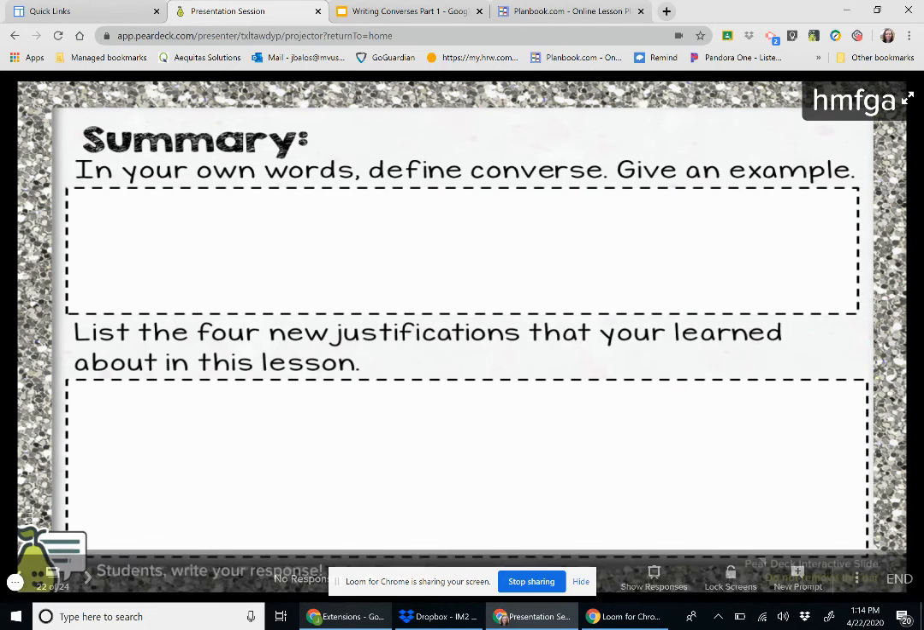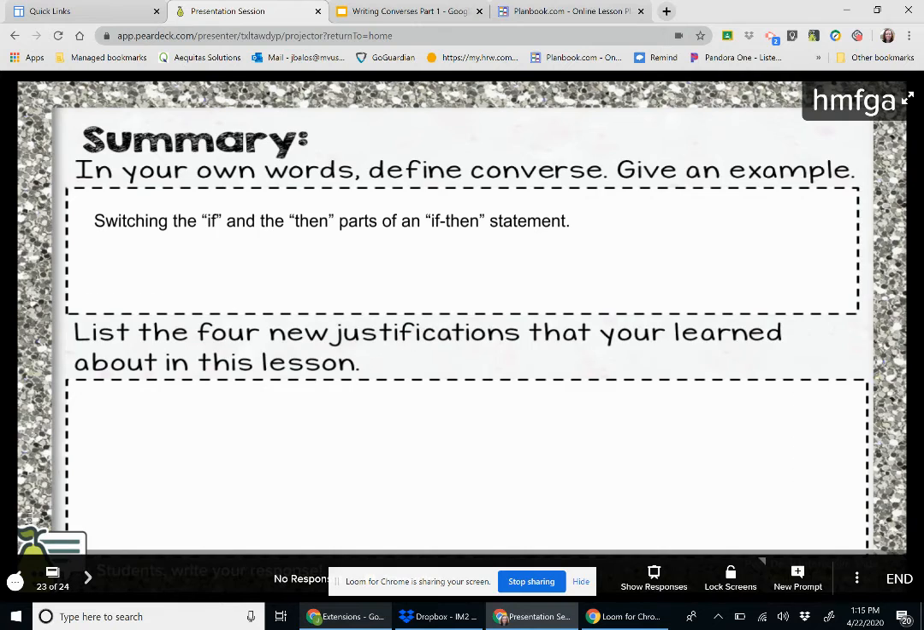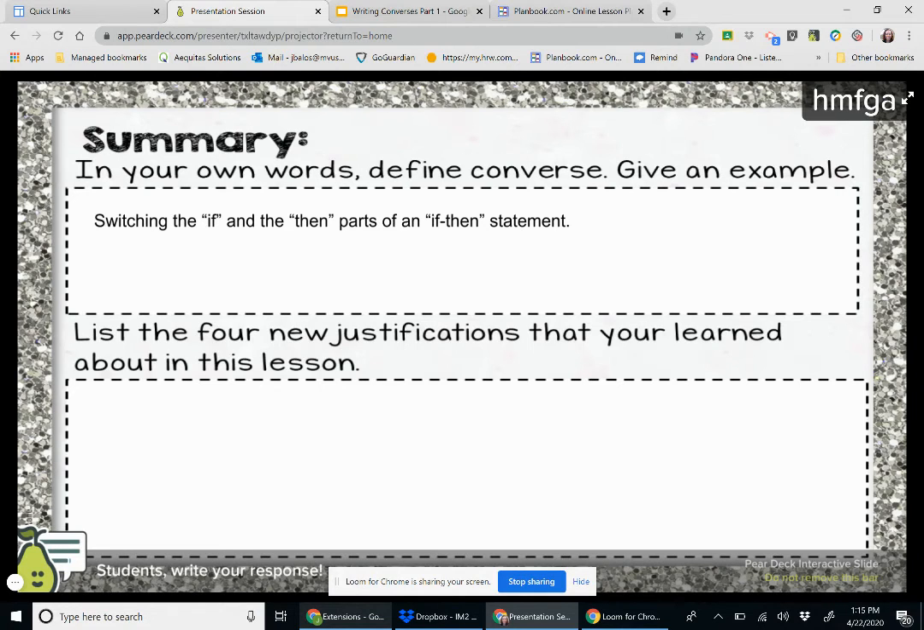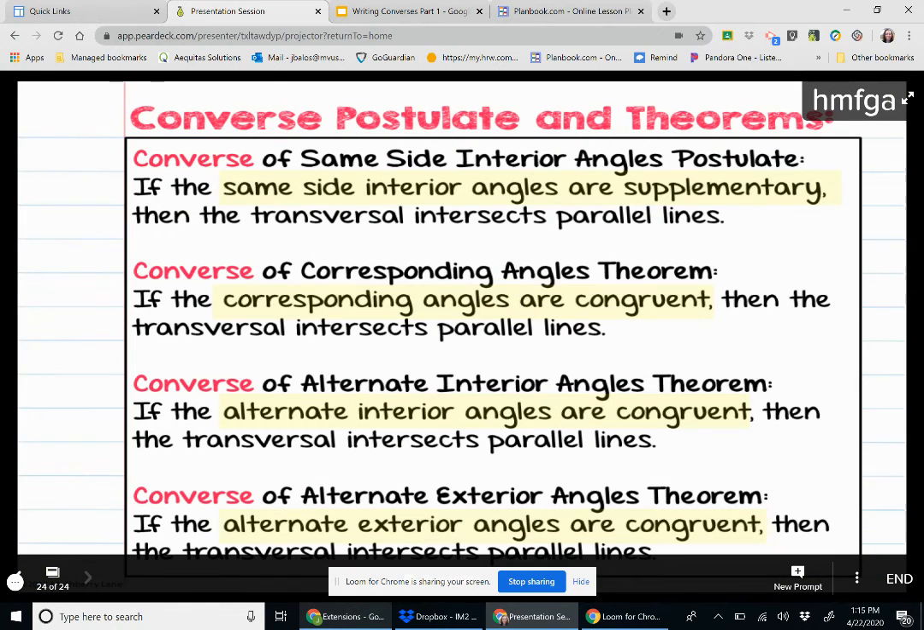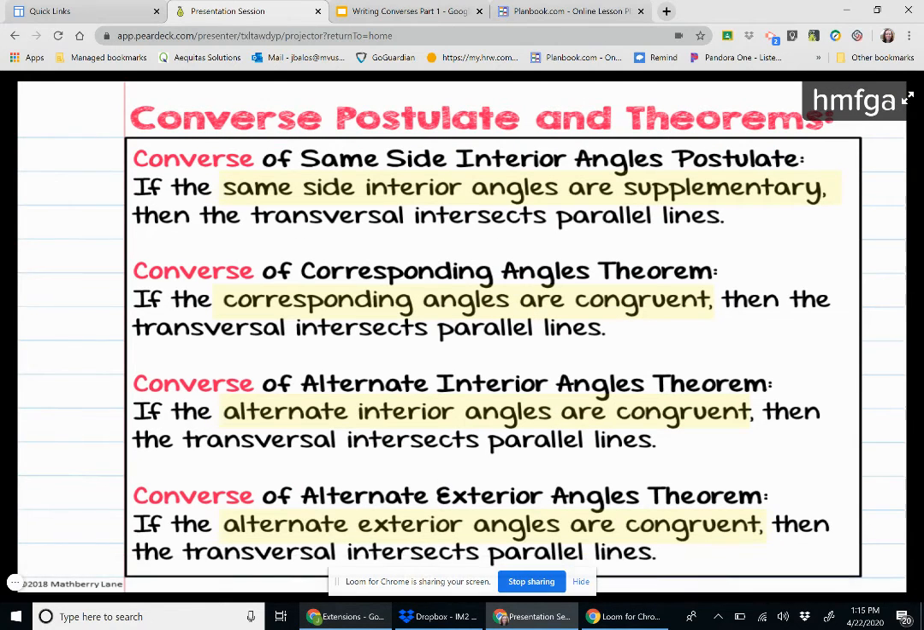All right, please pause the video and answer these two questions. Okay, the converse is when you switch the if and the then parts of an if-then statement. The 4 justifications we learned today are that if you want to prove that two lines are parallel, you can show that the same side interior angles are supplementary, which means they add up to 180. You can show that the corresponding angles are congruent, the alternate interior angles are congruent, or the alternate exterior angles are congruent.